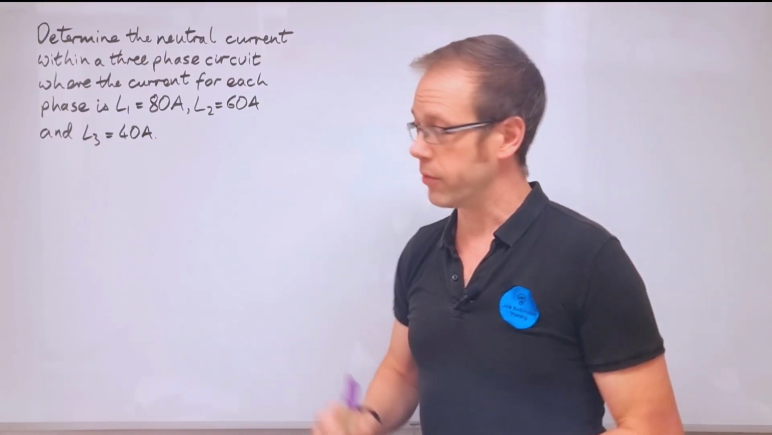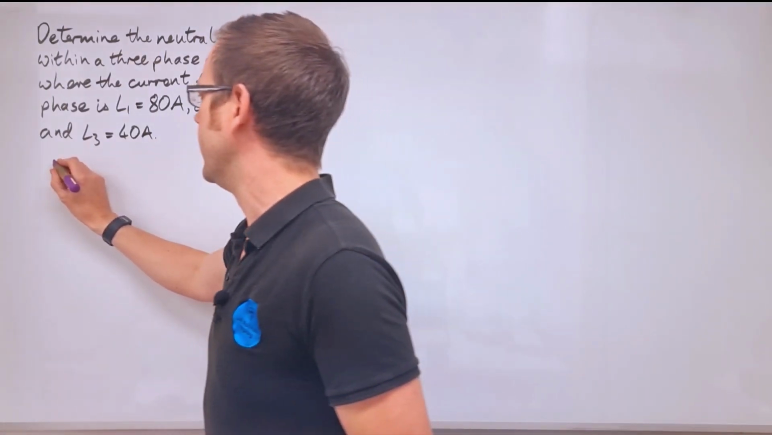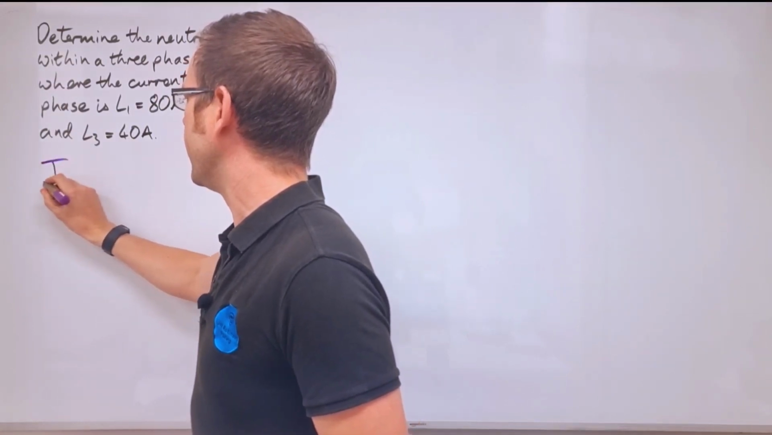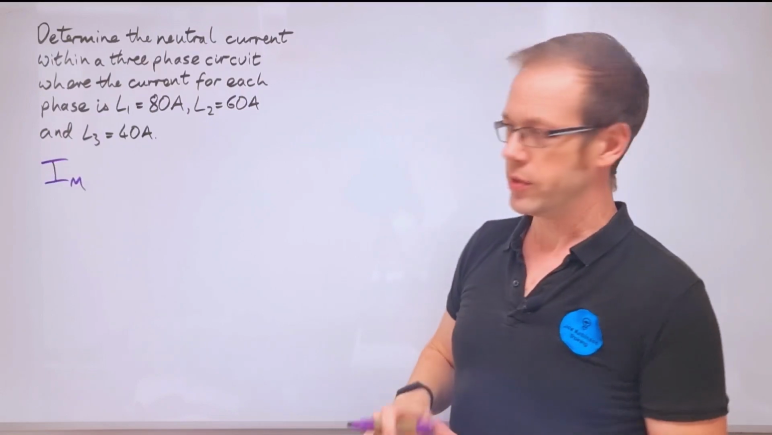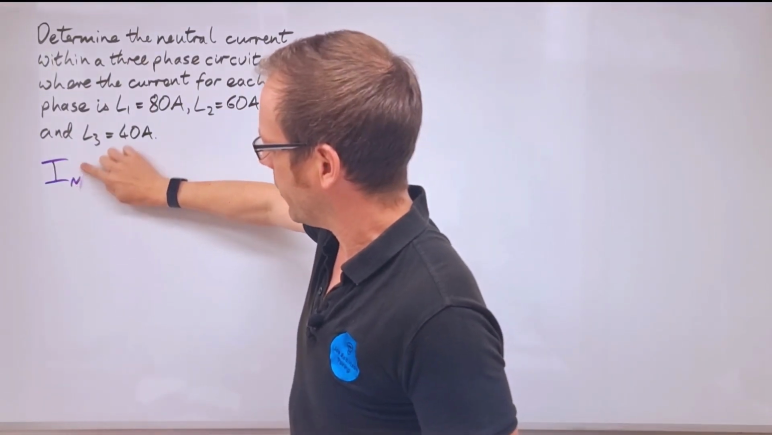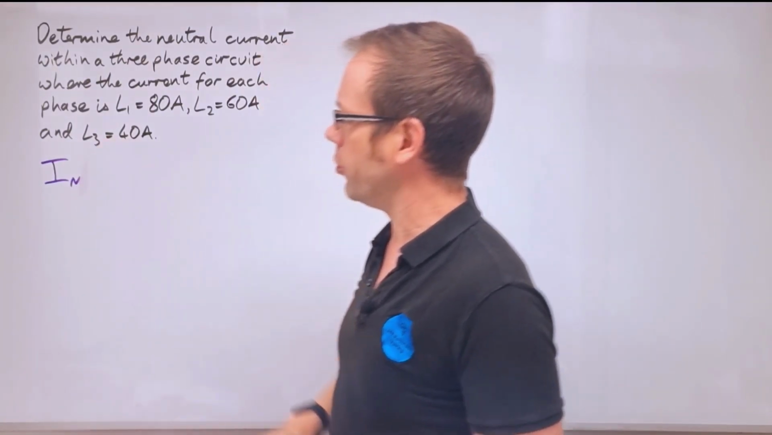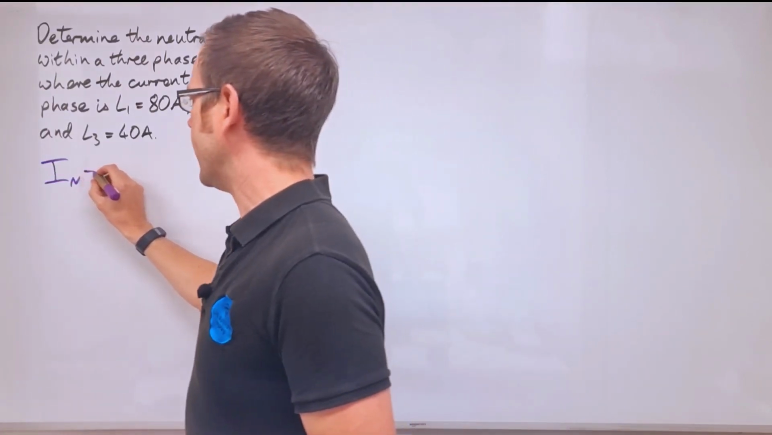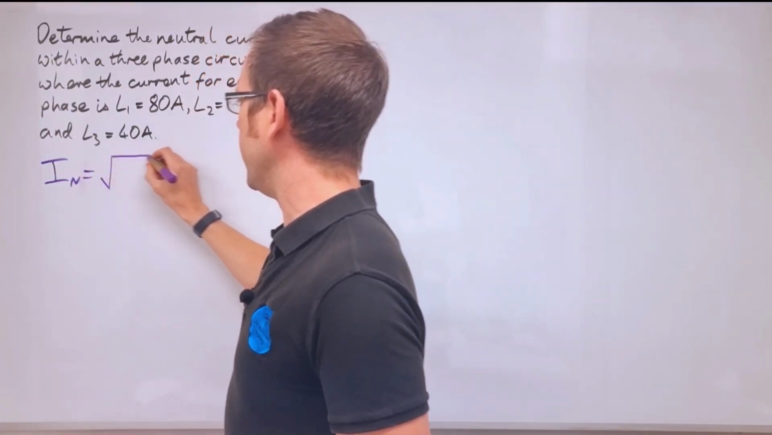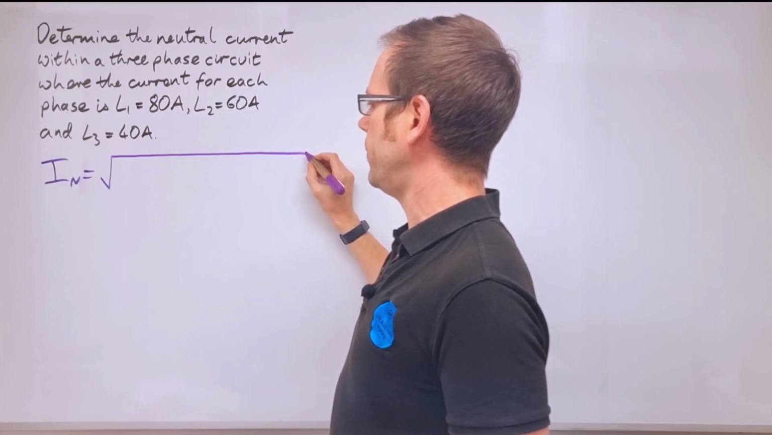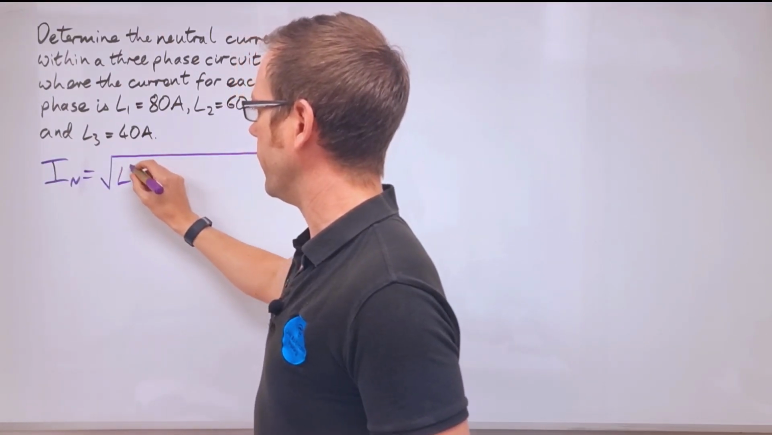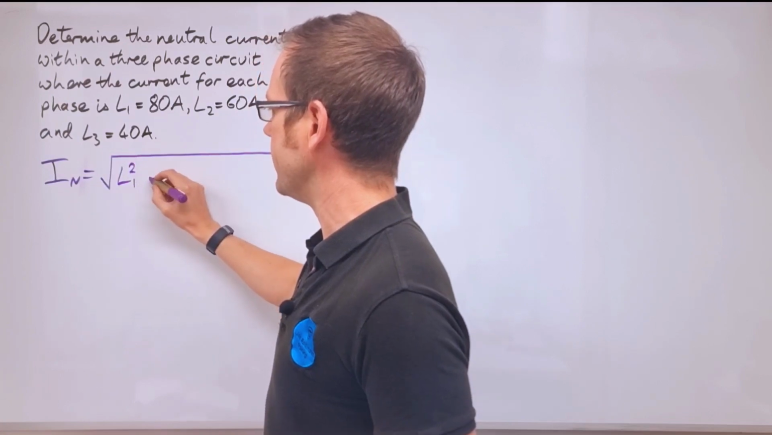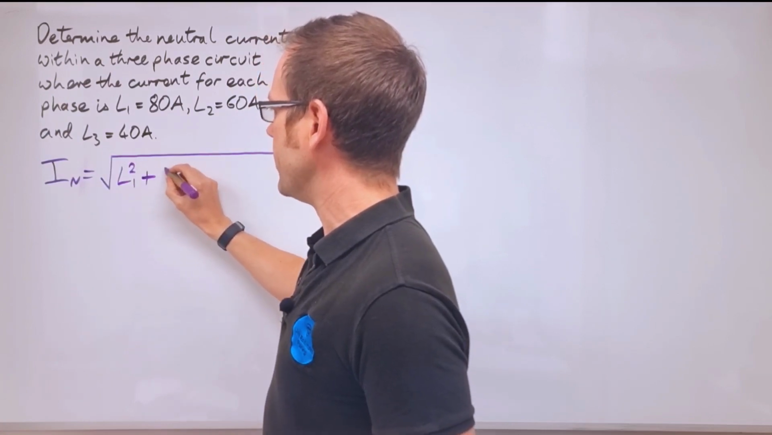So let's get the formula thrown up on the board. Now, I think in the regs it's stated as IM, but what I tend to do is use IN for this, because then you've got the current in the N for neutral. And then basically what you've got is a great big square root symbol, and then you take the current in each one of the line conductors, each one of the phases, and square them, and then just add them all together.